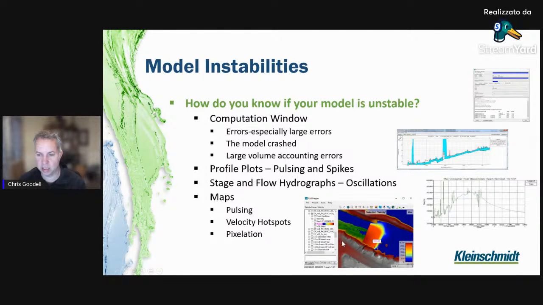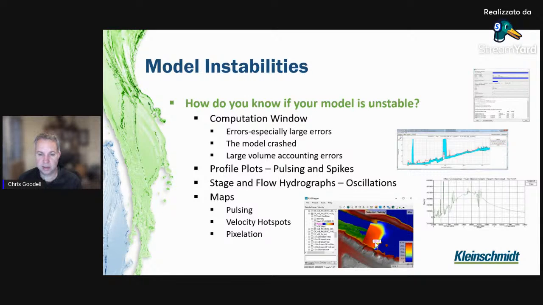Look for velocity hotspots. This is a great example of a velocity hotspot. And notice the velocity here, 9,228. It doesn't matter if we're talking meters per second or feet per second. That is unrealistically high, obviously. And so that's an error.